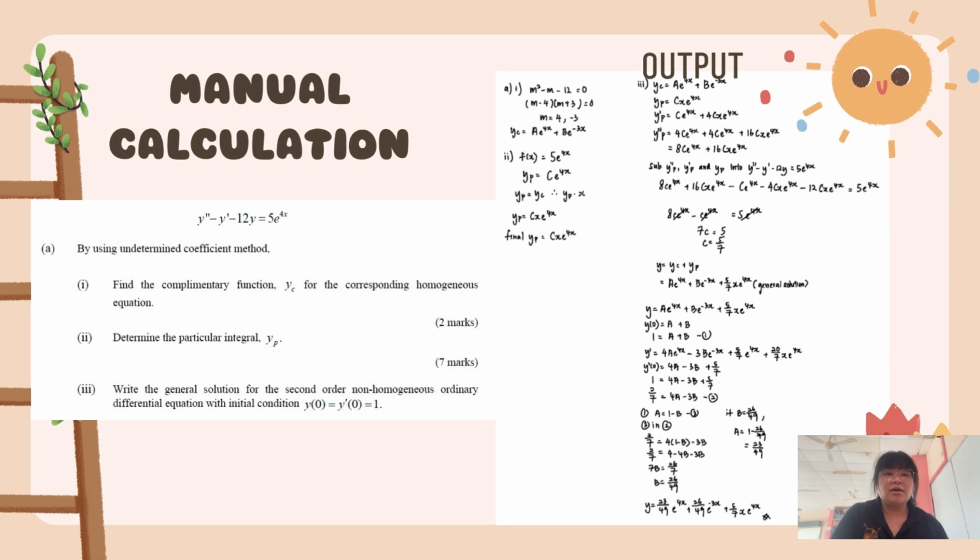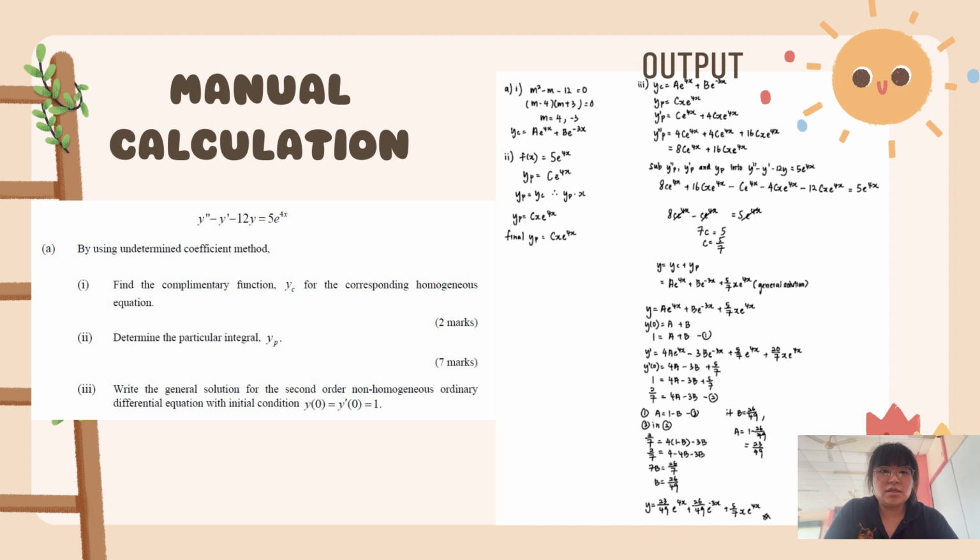For question 2, we are asked to determine the particular integral yp. So from the equation given, we can identify that f(x) is equal to 5e to the power of 4x, which means yp is equal to ce to the power of 4x. So we can know that yp is equal to yc. Therefore, yp has to be multiplied by x, so the final yp we can get is cxe to the power of 4x.